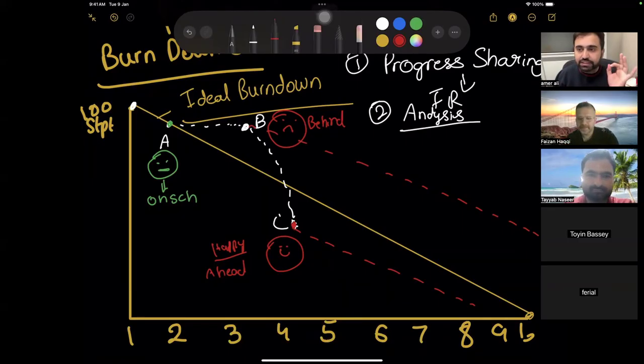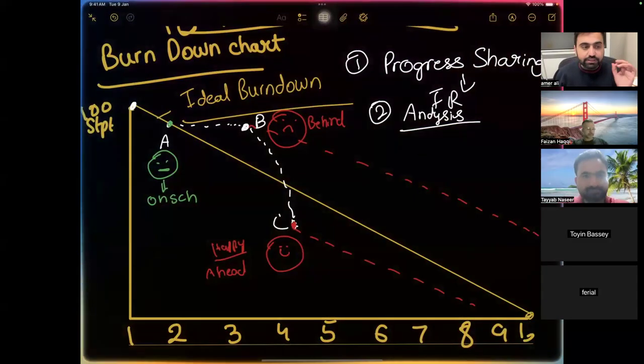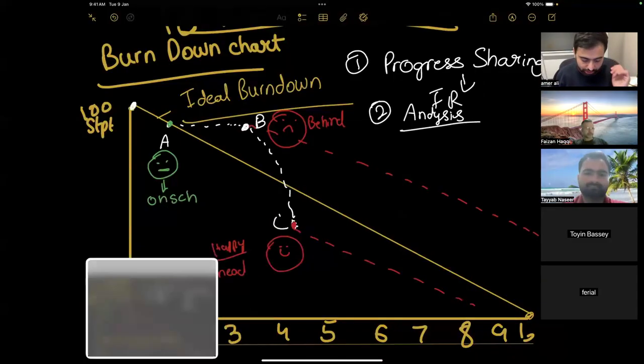This is your burn down chart. What I'm explaining, focus on that. So far clear? You want to take a picture? You can, take a screenshot. This is your burn down chart.